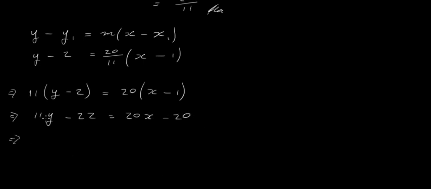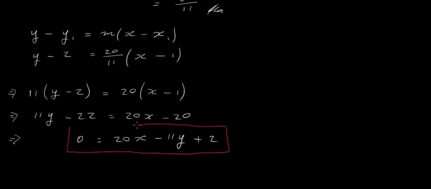Let's tidy all of this up. Let's take these two and bring them over here. In other words, we'll subtract 11y and add 22 to both sides. So that will give me 0 is equal to 20x minus 11y, and I'll have minus 20 plus 22, that will give me plus 2. So there we go, there's the equation of our tangent at the point (1, 2). So there's two examples of how you would use differentiation to find the equation of a tangent at any particular point.